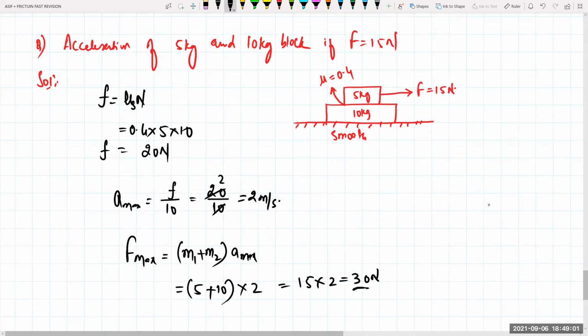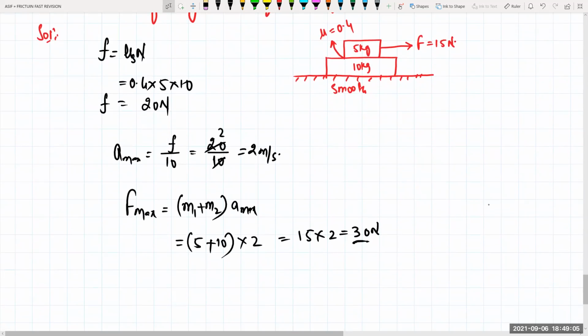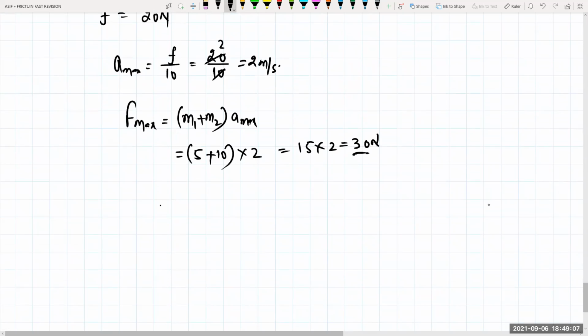Yes, sir. You are getting maximum force 30 Newton, isn't it? And your applied force is how much? 15 Newton. That means your applied force is lesser than your F max. The applied force is 15, and the F max is 30.